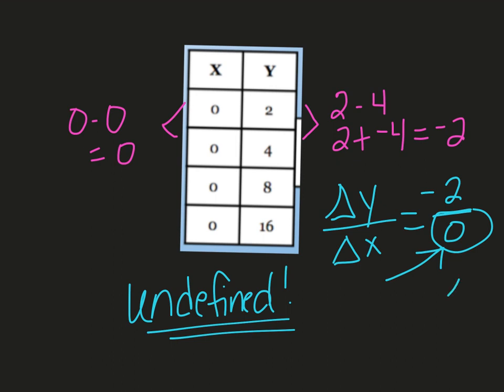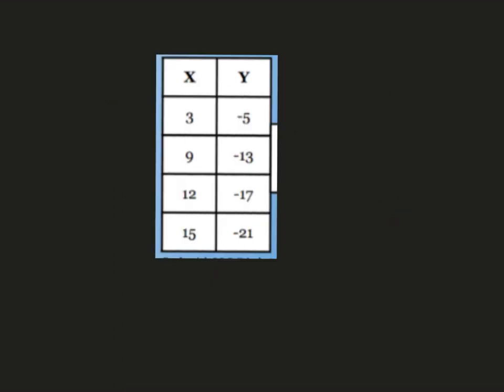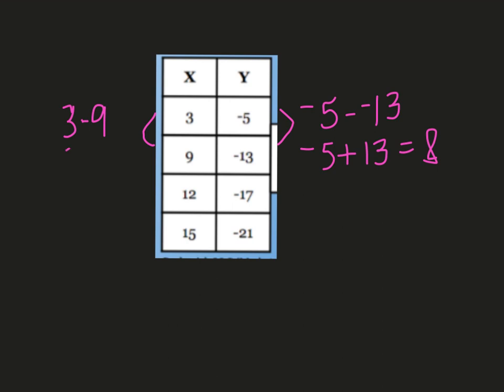That means it's a vertical line. Okay, and on this one I'm just going to keep doing what I've been doing. -5 minus -13 is the same thing as -5 plus 13, which is 8. And then 3 minus 9 is the same thing as 3 plus -9, which is -6.